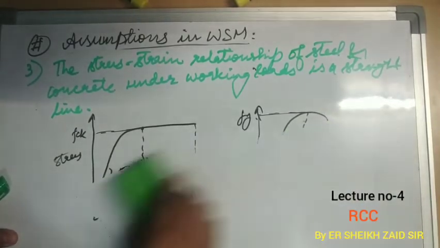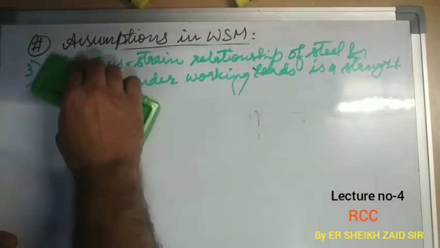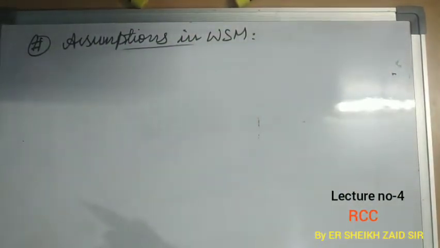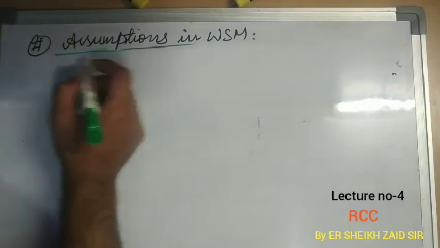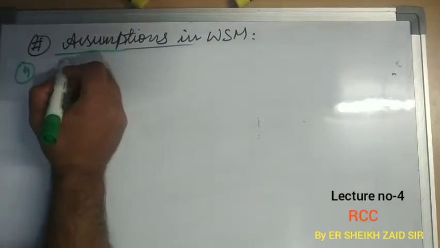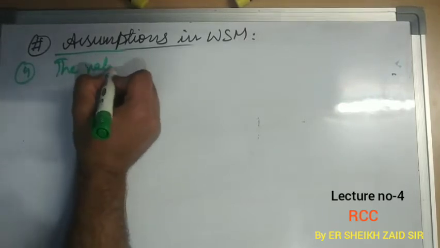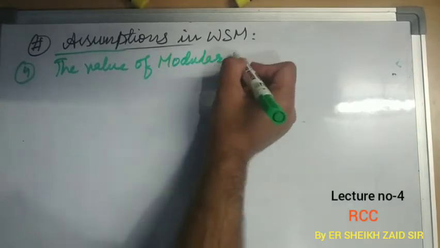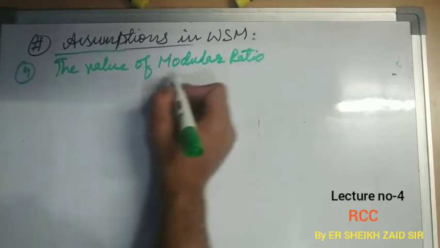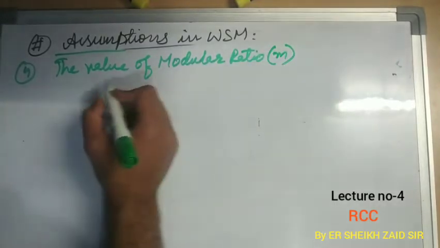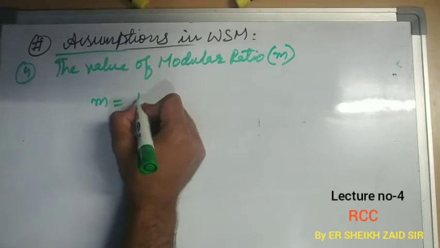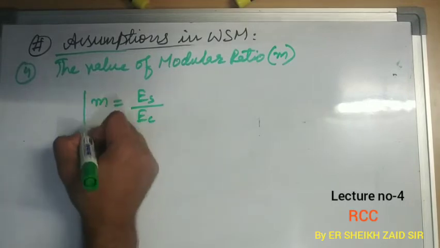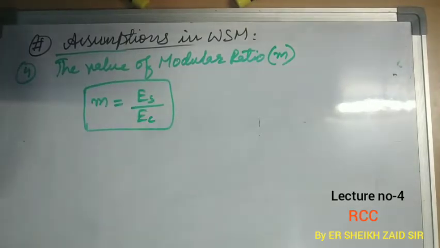Now moving on to the fourth assumption. What is the fourth assumption? The fourth assumption is about the value of the modular ratio. I have not discussed this modular ratio yet. The modular ratio is denoted by small m, and its value is the ratio of Young's modulus of steel to the Young's modulus of concrete, that is ES upon EC.